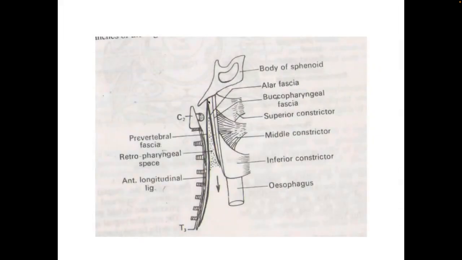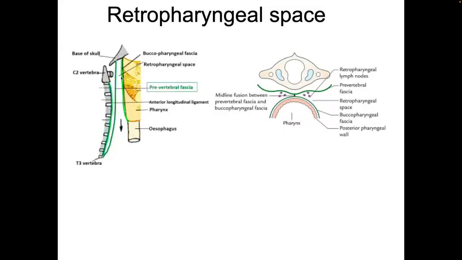If you can see here, the buccopharyngeal, and this is the prevertebral we have discussed already. And it lies behind the buccinator and pharynx, the space between these two is the retropharyngeal space. Retropharyngeal space lies between the buccopharyngeal fascia and the prevertebral fascia. This is asked as a short note. This diagram is also easy to understand. Buccopharyngeal fascia lying behind the pharynx, the prevertebral fascia.